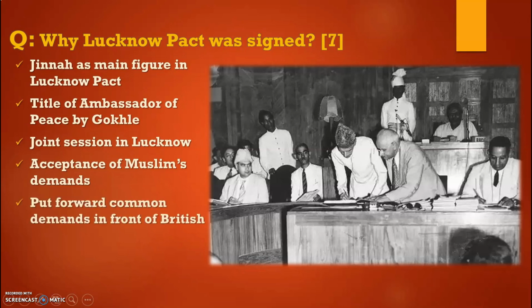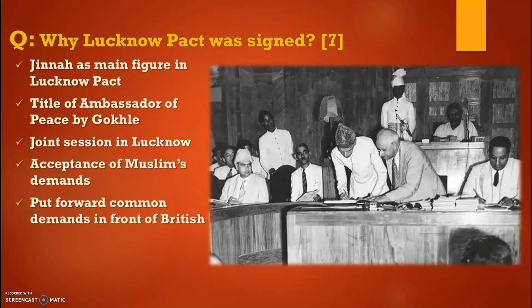Uske saath saath, we'll add up the last thing over here, that was the common demands by these two political parties which was put forward in front of British. Wo bhi humne 4-mark question ke saath earlier discuss ki hai, that was the seats in the council, uske alawa the rights of minorities, and the third one we had, the provincial autonomy. So this is something that we need to add over here in the third paragraph. Ye paragraph mainly Jinnah ke contribution se related hai.